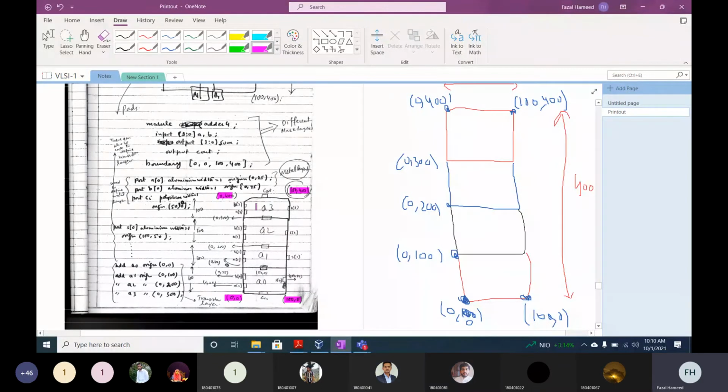Now we want to design an adder. So we want to put the adder at the physical level. Now this is C in. Okay, and now we have another signal, A0 and B0. A0 and B0 are the inputs.